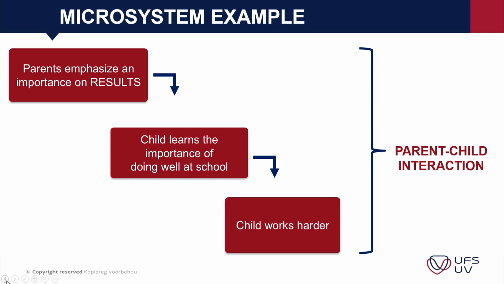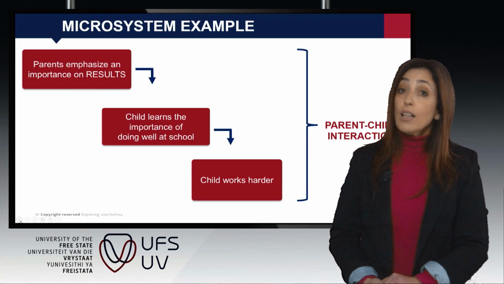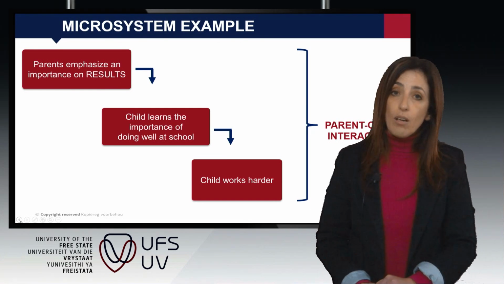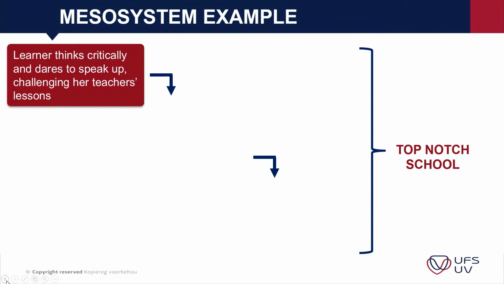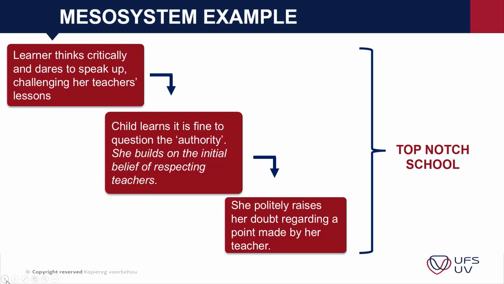The school is one of the influences from the mesosystem, which plays a role in the child's development. If the school promotes critical thinking and participation, the learners will develop those skills. For example, a learner thinks critically and dares to speak up, challenging her teacher's lessons. What do you think is going to happen? The child learns that it is fine to question the authority. She builds on the initial belief of respecting teachers. She politely raises her doubts regarding a point made by her teacher.